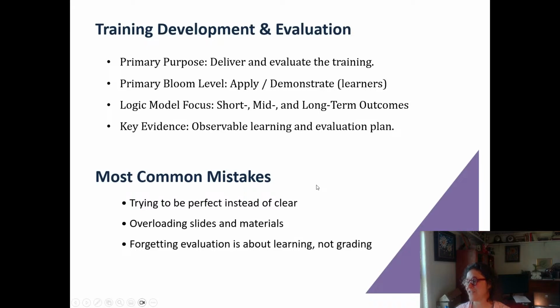Again, the most common mistakes: trying to be perfect instead of clear. I have this problem. So what you'll notice is that I've put disclaimers about how I work with Gen AI to help me be more clear and succinct, kind of like I did with the slide deck. We're overlaying slides and materials. I want you to pay attention to how simple my slides actually are, how I'm presenting them, how I'm animating them. And then forgetting the evaluation that is about learning and not grading. And again, that was a common mistake that I saw last semester.